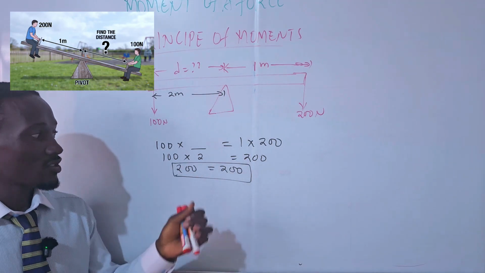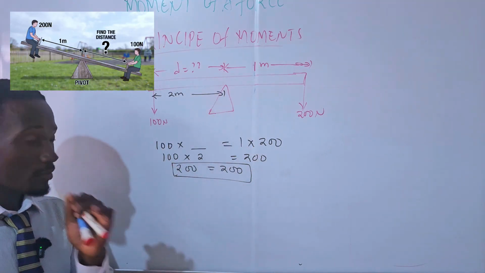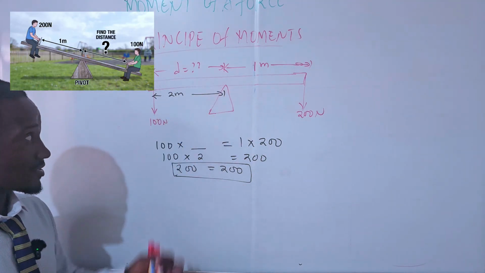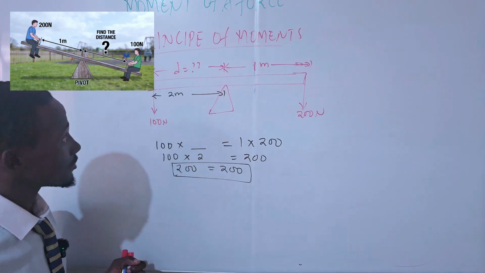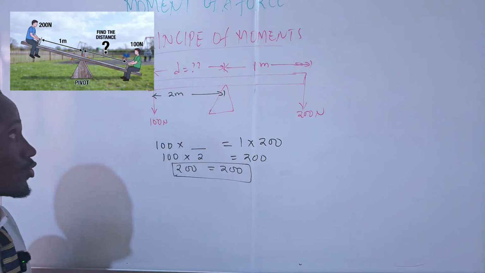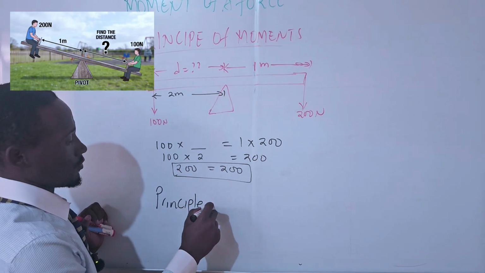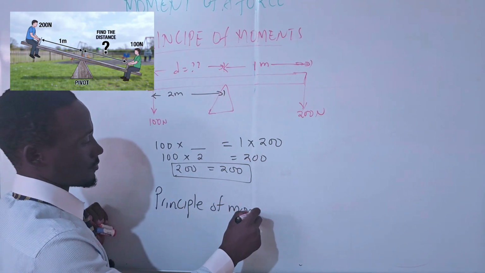As long as this system is balancing, it is only possible when this boy sits 2 meters from this side. This is by just looking at the system with mere eyes. Now, this drives us to what we call the principle of moments.